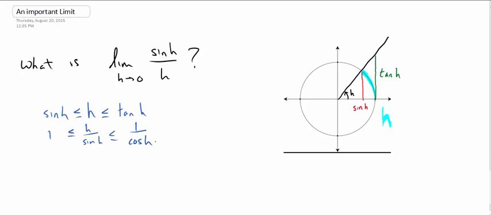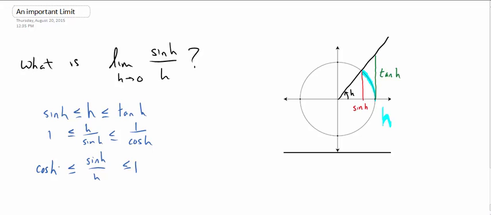And I'm going to take the reciprocal of all these things. And in doing that, the order of the inequality is going to turn around. Now, 1 is the largest thing. Sine h over h is still in the middle, and cosine h has to be less than or equal to 1. We know that. Cosine of h can't be greater than 1.